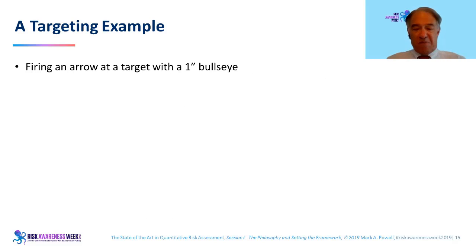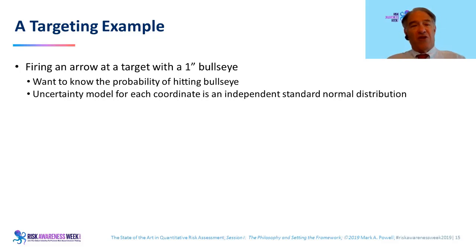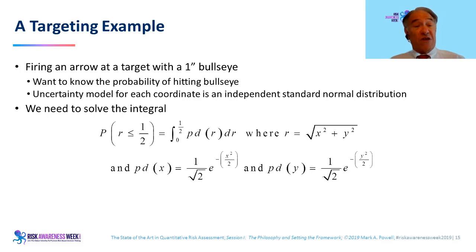Let's give a simple example of Monte Carlo so everybody can understand why we go to it and use it. Suppose you have a problem where you're firing an arrow at a target with a 1-inch bullseye, and you want to know the probability of hitting that bullseye, and that you have modeled as the uncertainty in each x and y coordinates of where your arrow is going to land using an independent standard normal distribution. This is an idealized textbook type, classroom type example. We need to solve the integral, the probability that r is less than 1/2.